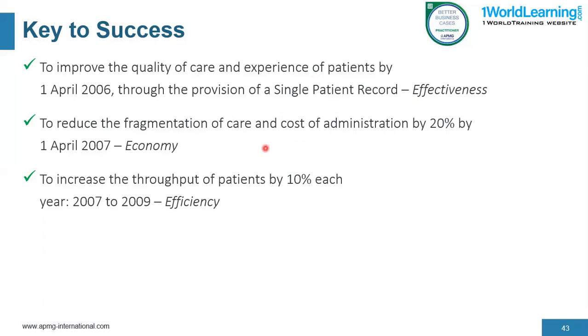An example of an economic driver would be, we would like to invest in the electronic health record because we would like to reduce the fragmentation of care and cost by 20% by a particular date. That could be an economic driver. An example of an efficiency driver would be to increase the throughput of patients by 10% each year between 2007 and 2009. So it could be an example of an efficiency driver.